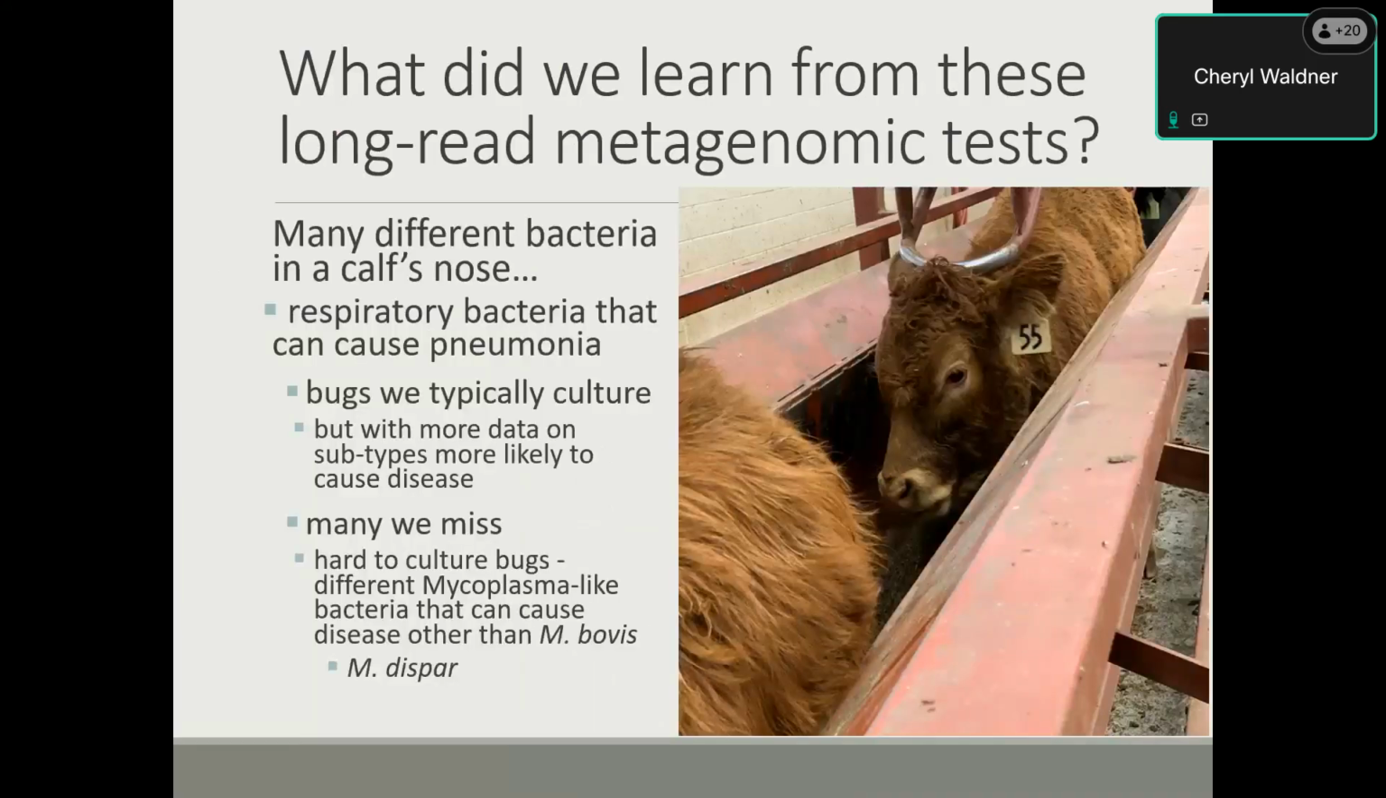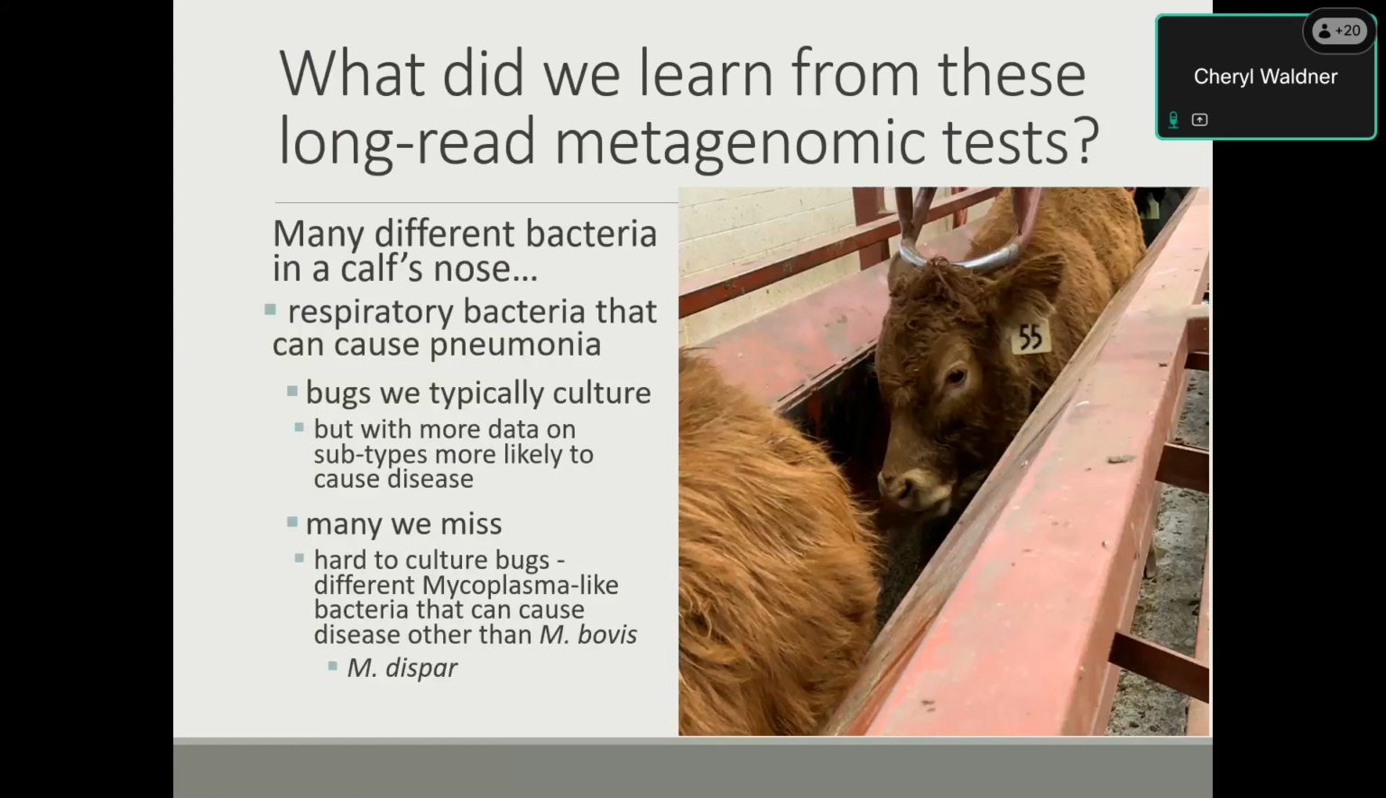There's a few other cool things that we've got out of what we've done so far. Calves' noses are very interesting places. They're not really shy about where they stick their noses, so we see a lot of interesting things. But we see the bugs we typically culture very nicely. We see subtypes of those bugs, the ones that are more likely to cause disease. We can get information down to that level.